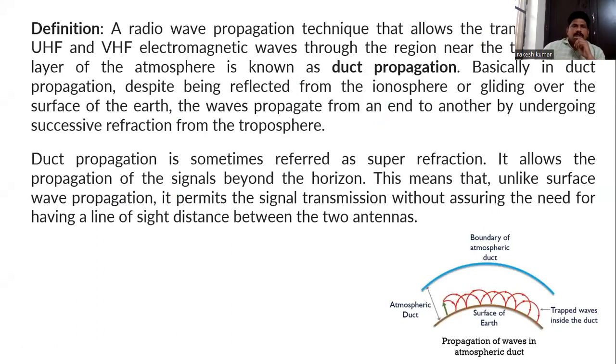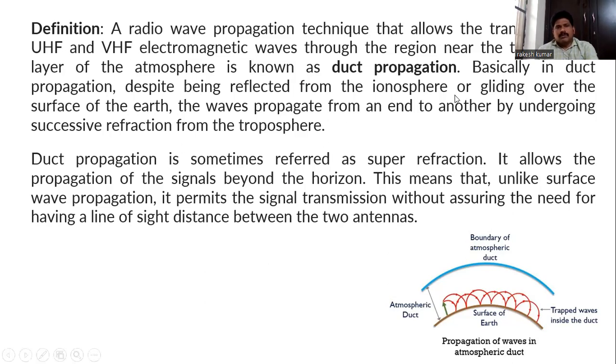The definition of duct propagation: generally, for transmission of VHF signals, we cannot use ground wave or sky wave propagation. Even though it is not possible by line of sight propagation, we are transmitting the signals using another type of propagation, which is called duct propagation.